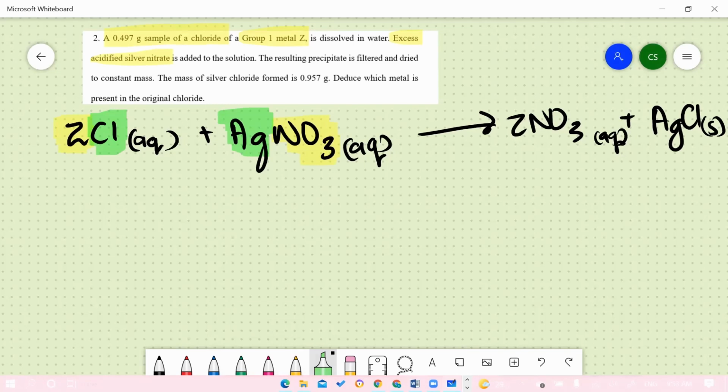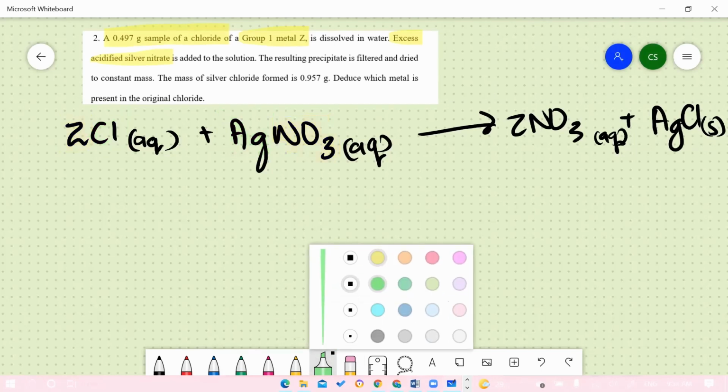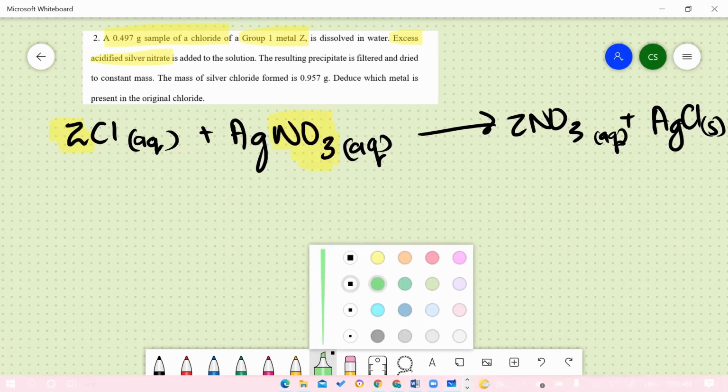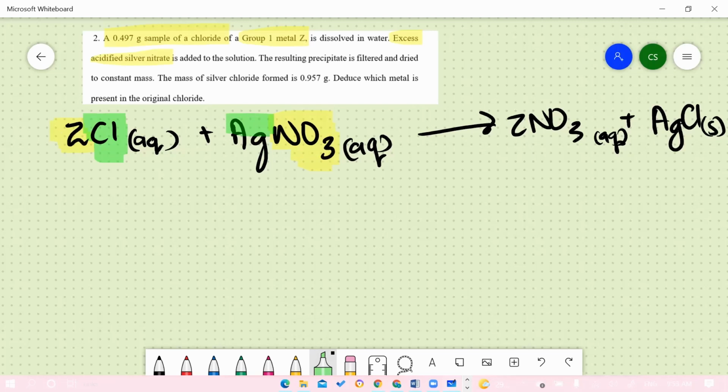What you just said a while ago? Come again, please. I'm saying that whenever a double displacement reaction occurs, the cation of the first sample will get with the anion of the other. And the anion of the first will get with the cation of the second. So that's how we got silver chloride and ZNO3.